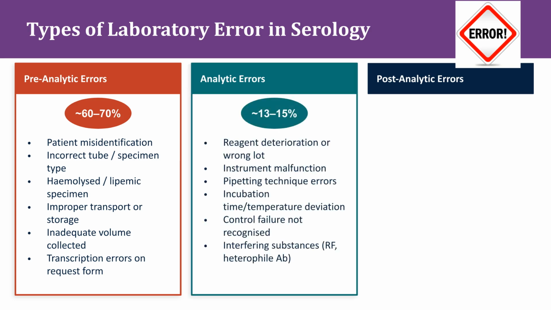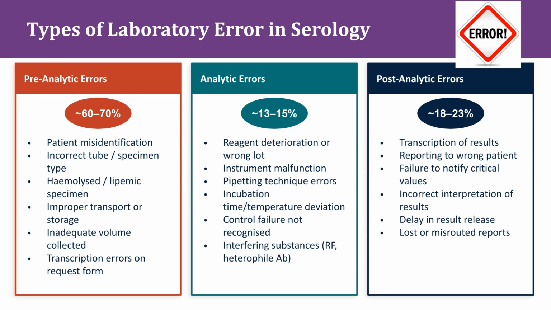Analytic errors happen during testing. Examples are reagent problems, instrument errors, wrong incubation, pipetting errors, control failure, and test interference. Post-analytic errors happen after testing. Examples are wrong reporting, delayed results, missed critical values, wrong interpretation, and lost reports. Most errors happen before testing. Therefore, correct patient identification and proper specimen collection are very important.